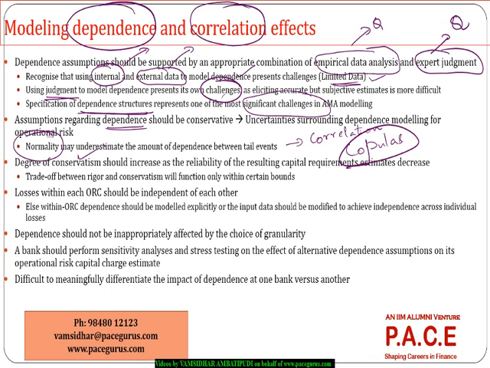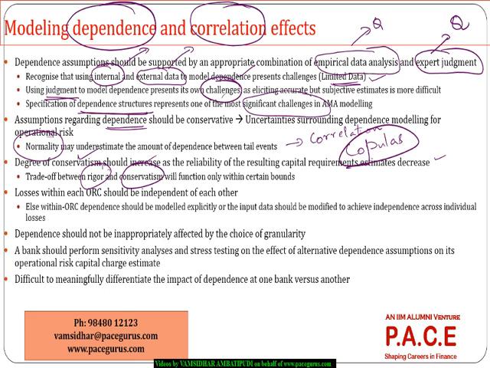The more reliable I want my capital requirement estimates to come out, the more conservatism I require. The degree of conservatism should increase as the reliability of the resulting capital requirement estimate decreases. So if in reality my estimate is becoming more and more unreliable, then I should be more and more conservative in the correlation estimate that I am coming up with. So there should be a trade-off between rigor and conservatism.